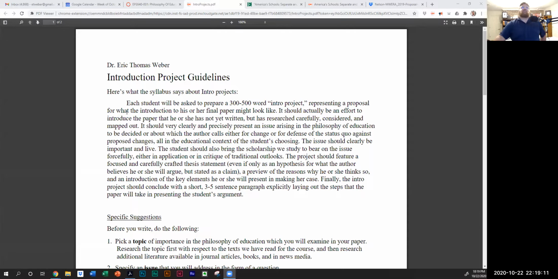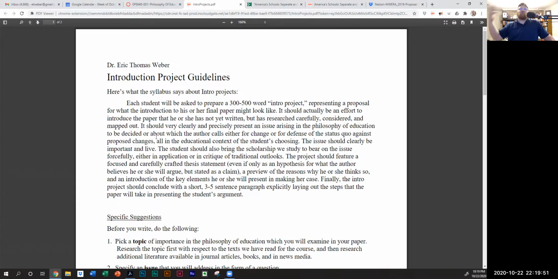So on my syllabi, I say something like the following: each student will be asked to prepare a 300 to 500 word intro project representing a proposal for what the introduction to his or her final paper might look like. It should actually be an effort to introduce the paper that he or she has not yet written, but has researched carefully. You do have to do some work beforehand, right? Considered and mapped out. It should very clearly and precisely present an issue arising in the philosophy of education, or if it's another class, in the ethics of educational decision making, or what have you, to be decided, or about which the author calls either for change or for the defense of the status quo against proposed changes.